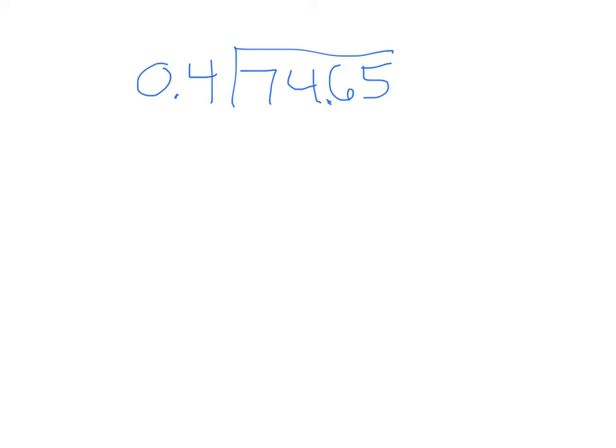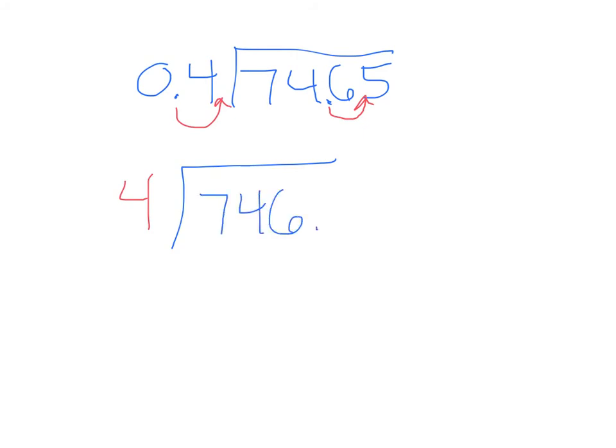When you have a decimal outside of your bracket, what you need to do is get rid of that decimal. Meaning, this 0.4, I don't want it to be 0.4. I want it to be a whole number. So I'll move my decimal one time, and that turns it into the whole number 4. But don't forget, anytime you move your decimal outside of your bracket, you've got to do the same thing inside your bracket in order to keep it equal. So we end up with 746.5 divided by 4.